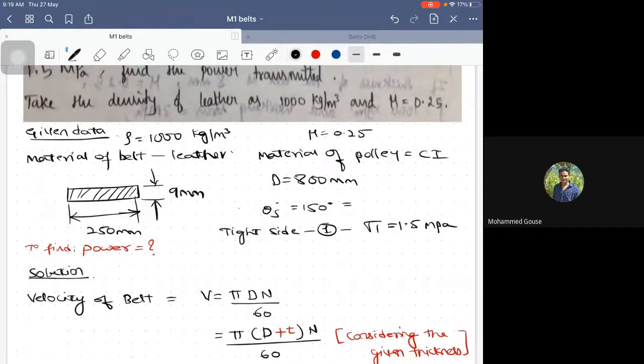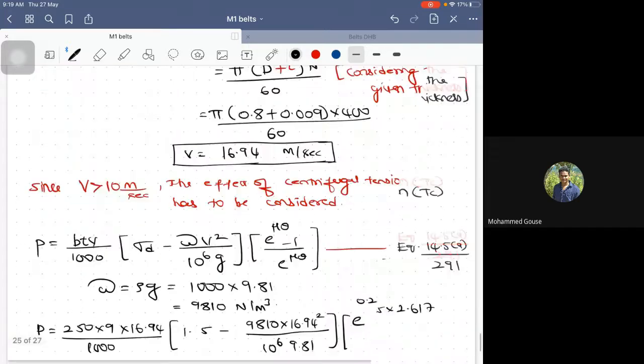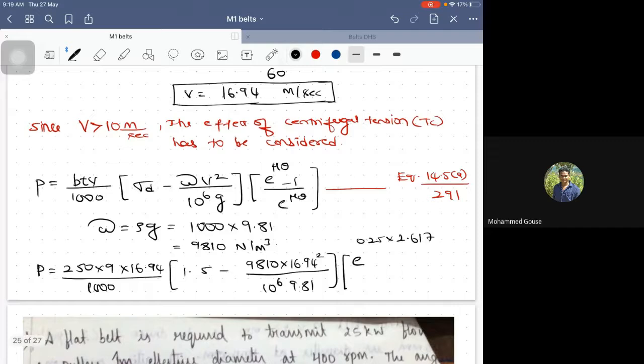Convert this into radians, by the way. 150 degrees is 150 into pi by 180. This would turn out to 2.617 radians. That value I have substituted here, minus 1. This whole divided by e to the power of 0.25 cross 2.617. So what is the value of this big equation substitution?